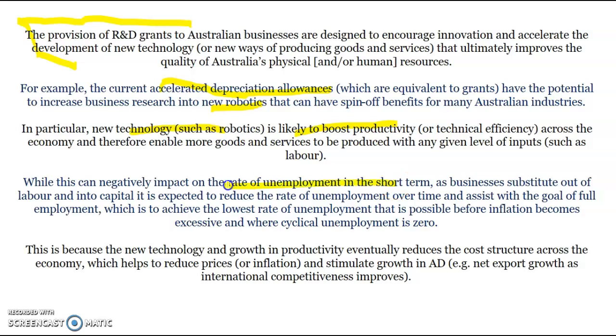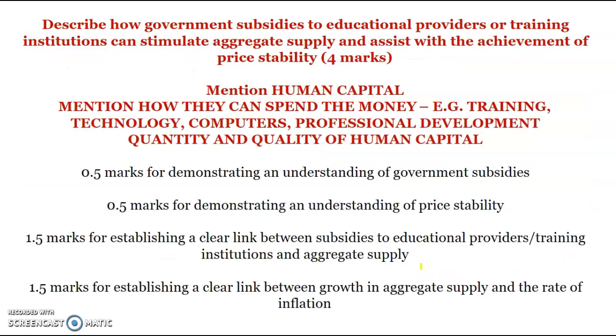It can negatively impact unemployment in the short term because businesses may become more capital intensive. So research and development can have a negative impact, but it should assist with the goal, and define what the goal is: the lowest rate of unemployment without causing excessive inflation, no cyclical unemployment, because the new technology helps to boost growth. It reduces cost structures, which helps to reduce prices. That stimulates demand for our net exports, our international competitiveness, and that all helps to create more and more jobs in the economy.